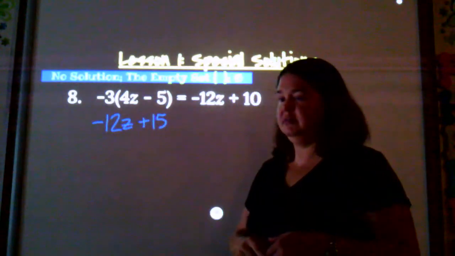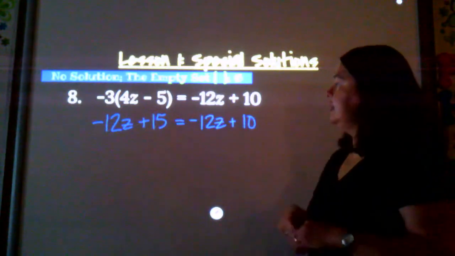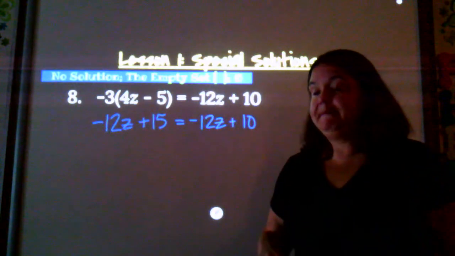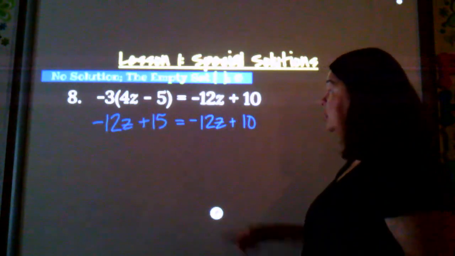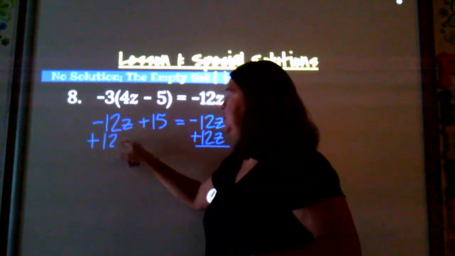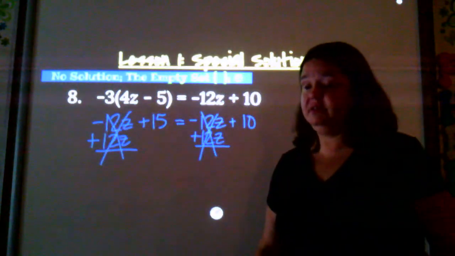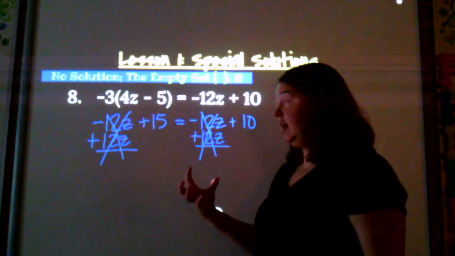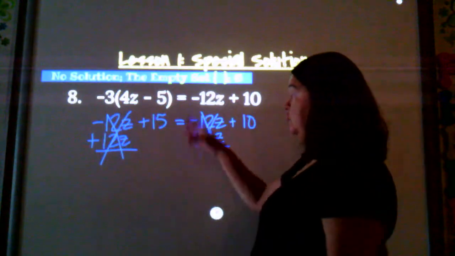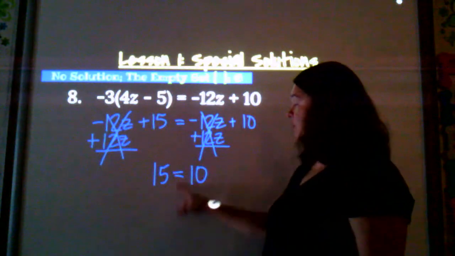15. On the right-hand side, I don't have to do anything, but you may be noticing that the variable and the coefficient in front of that variable are exactly the same. And that's a good thing to notice. I'm going to go ahead and move the 12z, and it's hard to tell which one's moving because they both turn into zero pairs. They both cancel each other out. And I'm left with, and this is where you make that decision: is it no solution or is it infinitely many solutions with what's left behind? I have 15 equals 10. 15 does not equal 10.